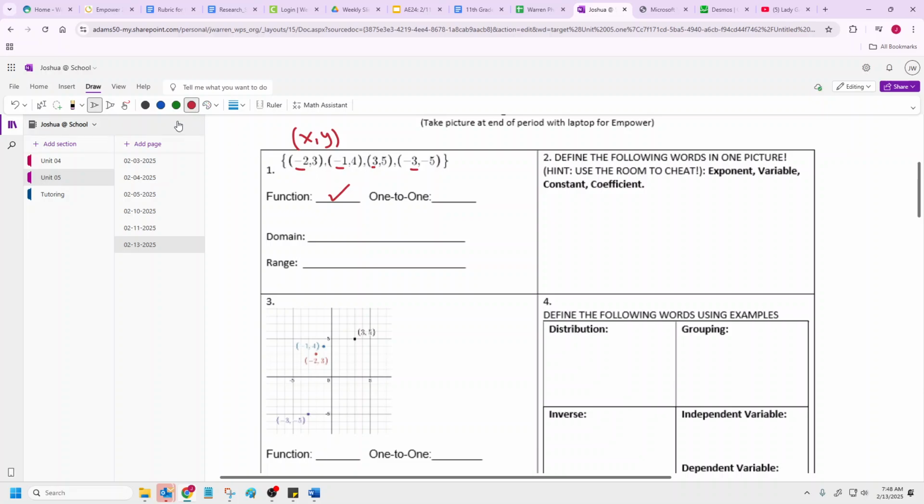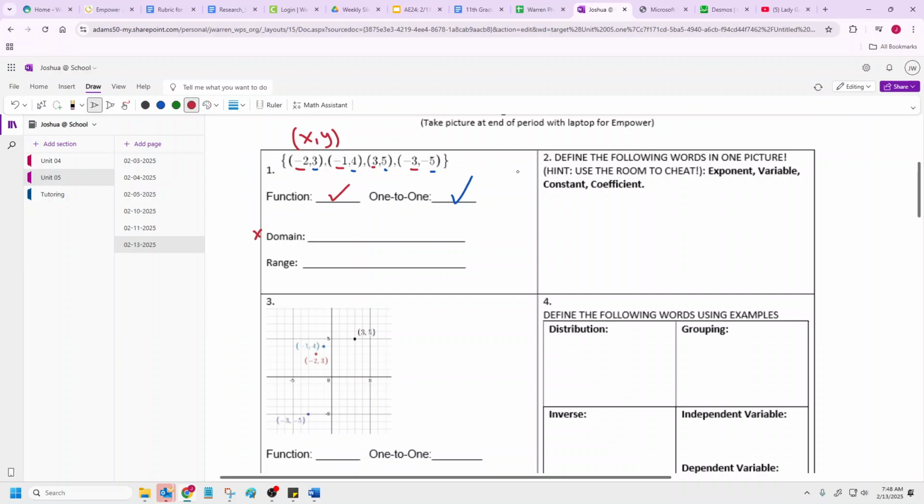Now let's do one-to-one. We're going to check if it's a function, then you check for one-to-one. Are the y's all unique? Let's check it out. Yes. 3, 4, 5, -5, those are unique numbers. So yes, this is one-to-one. Domain. These are associated with the x values.